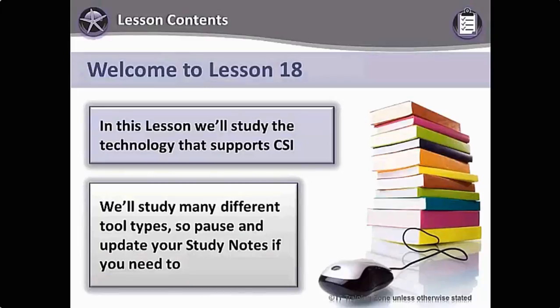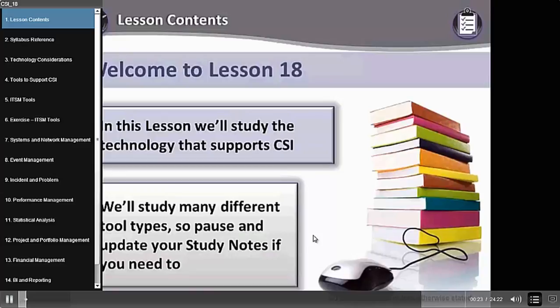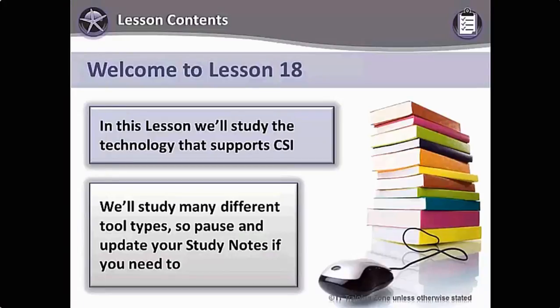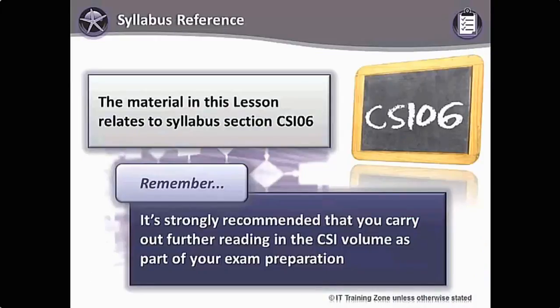Welcome to Lesson 18. In this lesson, we will look at technology that supports continual service improvement. We'll study many different tool types in this lesson, so pause and update your study notes if you need to. The information in this lesson relates to the syllabus section CSI 06. Remember, it's strongly recommended that you carry out further reading in the Continual Service Improvement Core volume as part of your exam preparation. You can use the syllabus document to identify the appropriate areas for self-study.